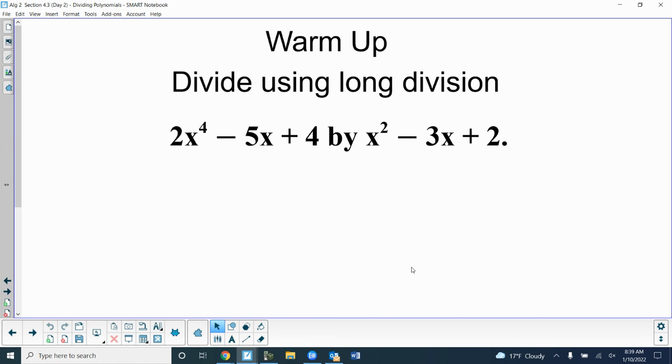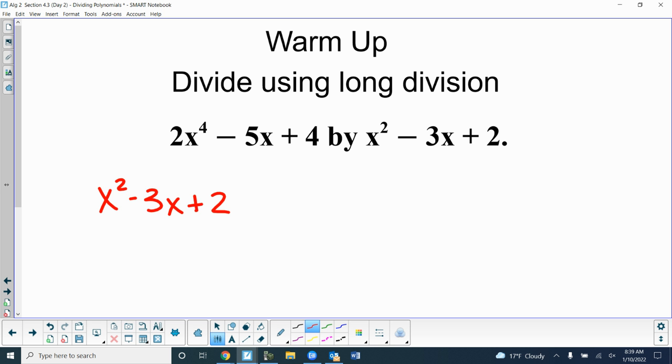All right, here we go. Let's go through this since some of you are having a little trouble. So we're outside. Our divisor is that. Okay?